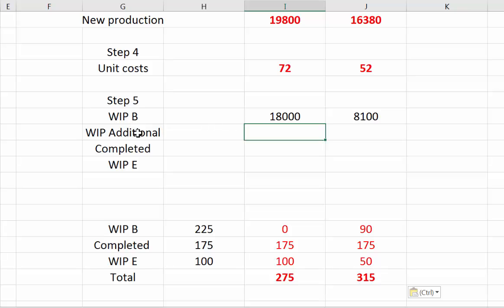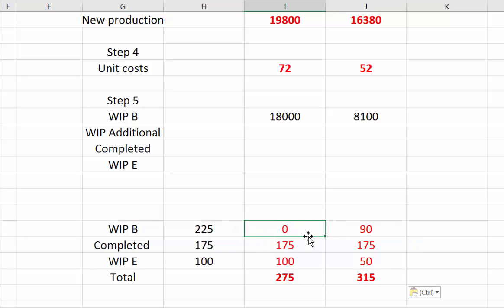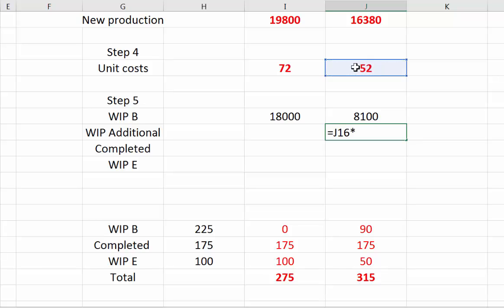So for the WIP additional, I'm looking at basically this row. So I don't have to invest anything on the direct materials, but I do have to invest on these 90 equivalent units in the conversion cost. So what I'm going to do is I will multiply the $52 by the 90 units, which is down here.